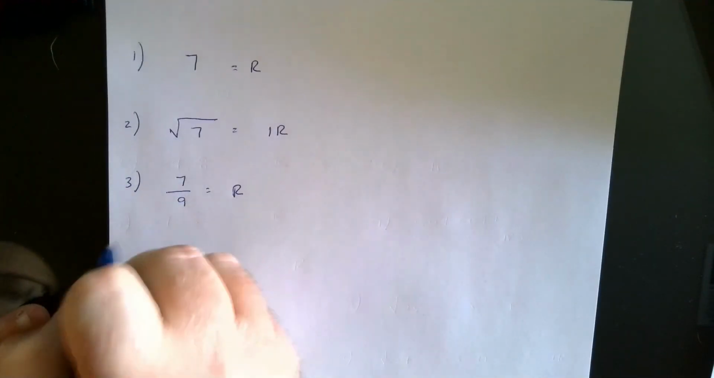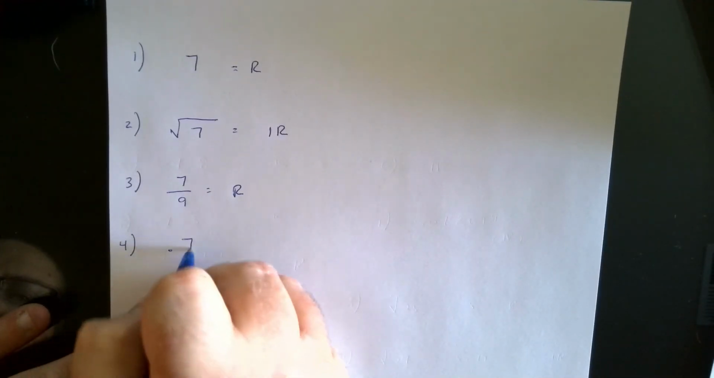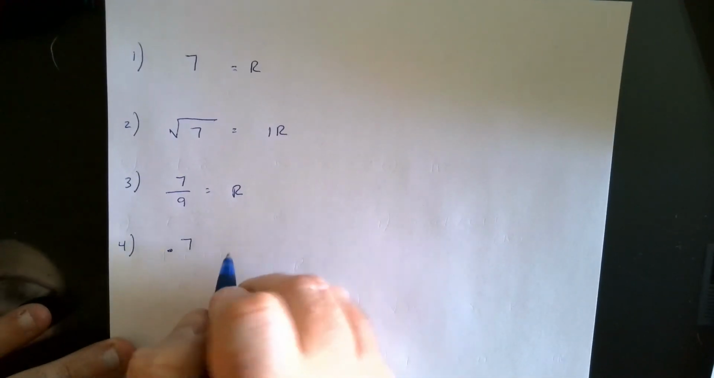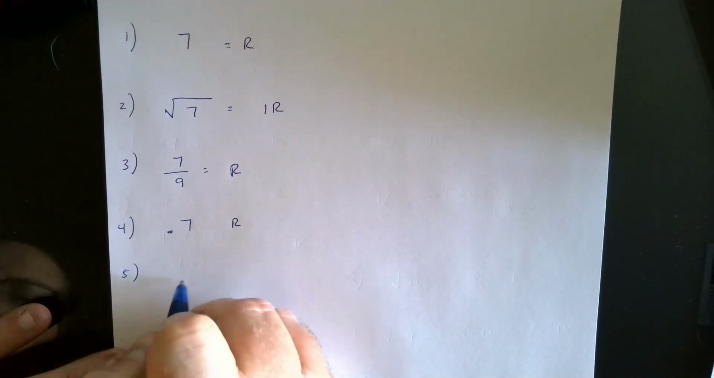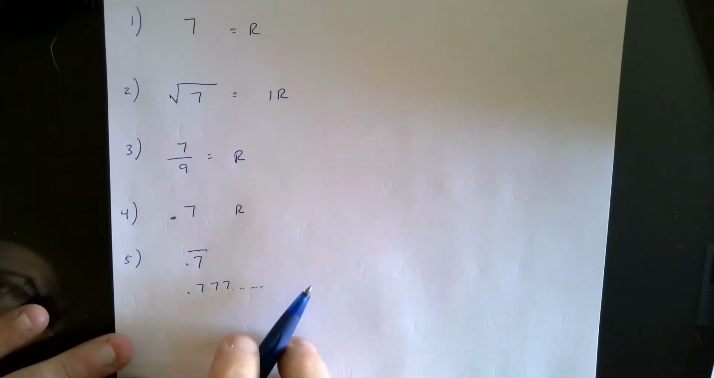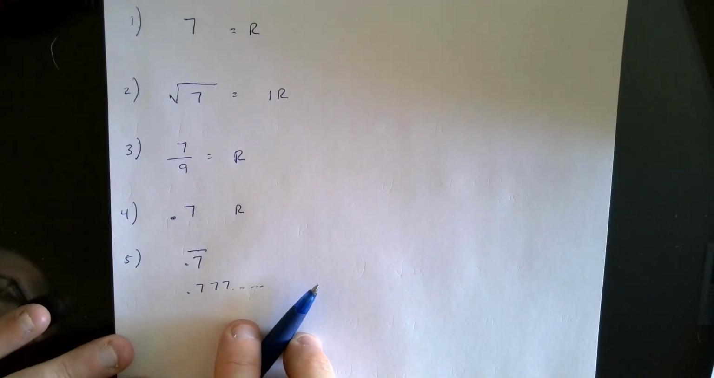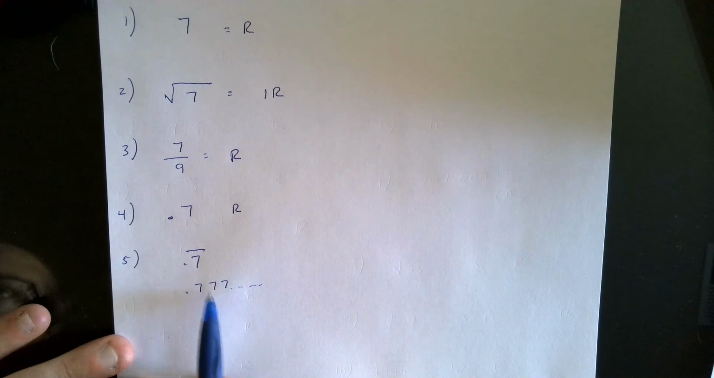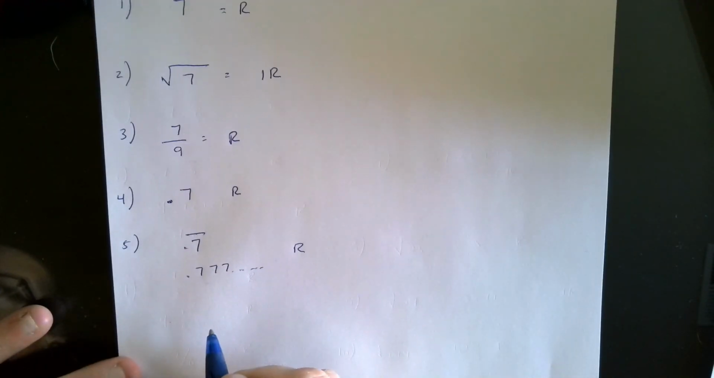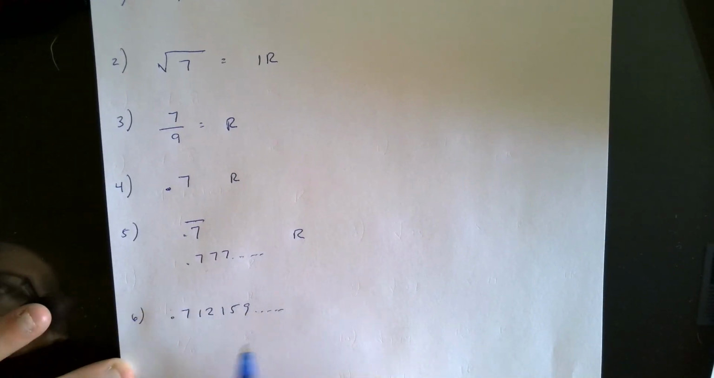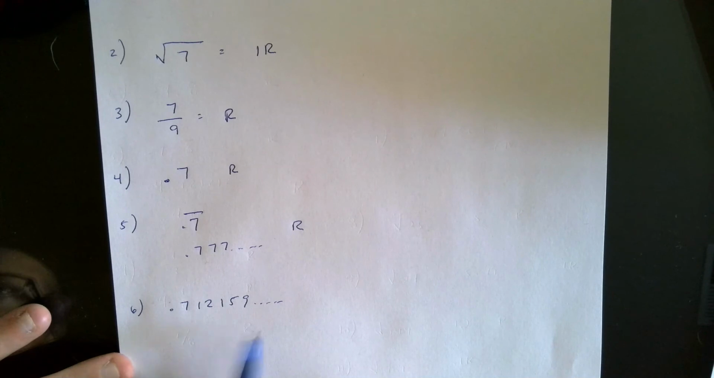If I ask you for 0.7, well, it's a decimal that terminates, so it's rational. If I ask you for 0.7 repeating, or if I put 0.777..., well, if it repeats, and there's dots, and there's a pattern, therefore it's going to be rational. If I went 0.712159..., now there's no repeating pattern, so that would be irrational.